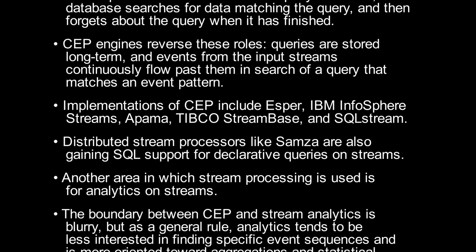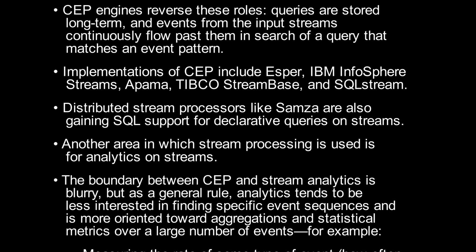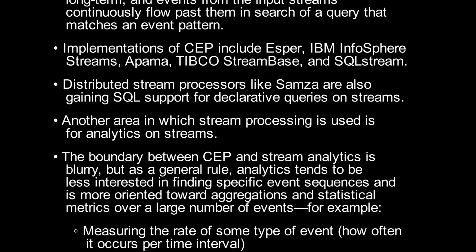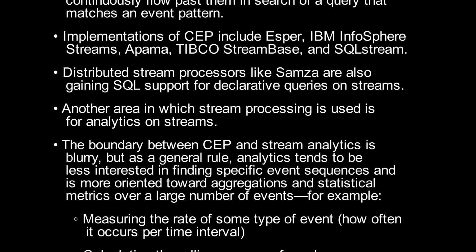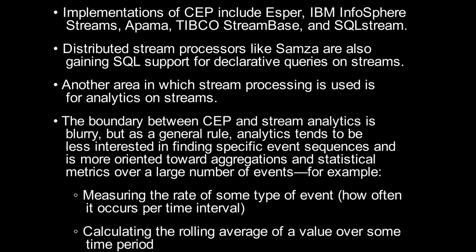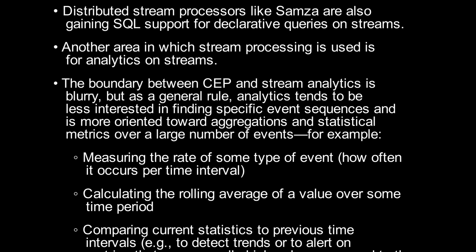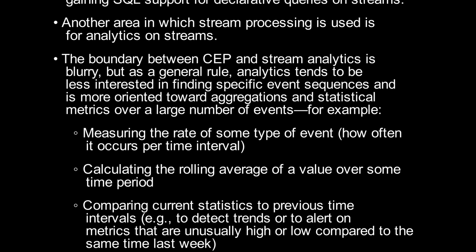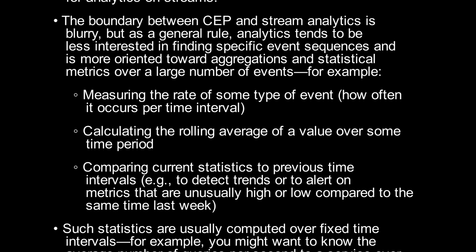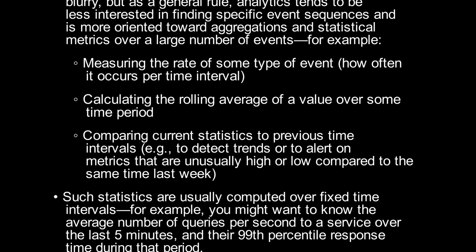Another area in which stream processing is used is for analytics on streams. The boundary between CEP and stream analytics is blurry, but as a general rule, analytics tends to be less interested in finding specific event sequences and is more oriented toward aggregations and statistical metrics over a large number of events, for example, measuring the rate of some type of event, how often it occurs per time interval, calculating the rolling average of a value over some time period, comparing current statistics to previous time intervals, for example, to detect trends or to alert on metrics that are unusually high or low compared to the same time last week.